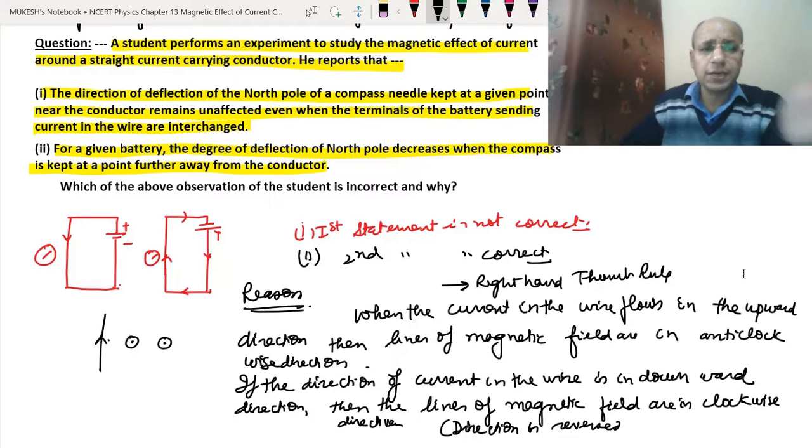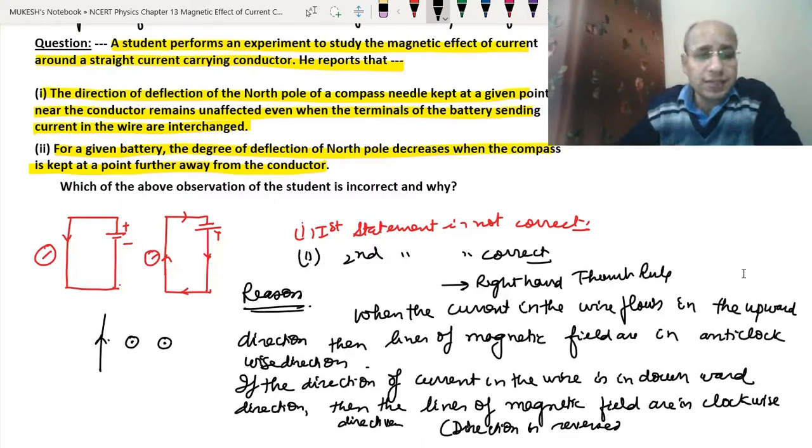Now let's repeat it. What does the student say? That the direction of deflection remains unchanged even if we change the terminals of the battery. By changing the terminals of the battery, if the positive was here, now the positive is here, and this is the negative. So the direction of current is also reversed. According to the right hand thumb rule, when the direction of current is reversed, the direction of field will also reverse. So the first statement is not correct.